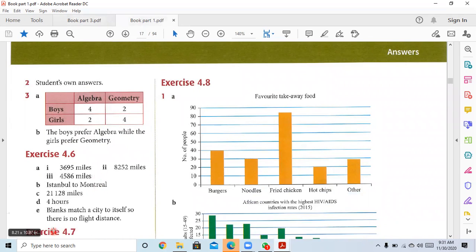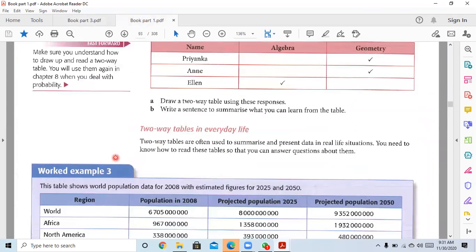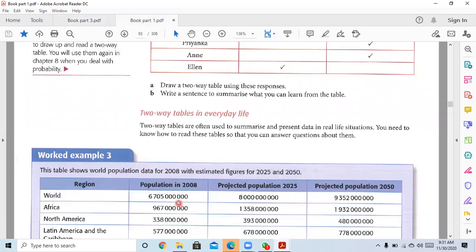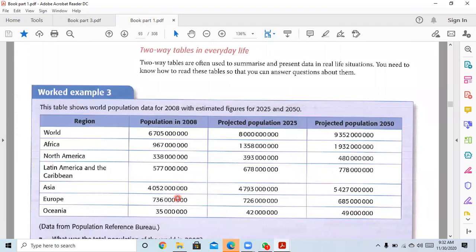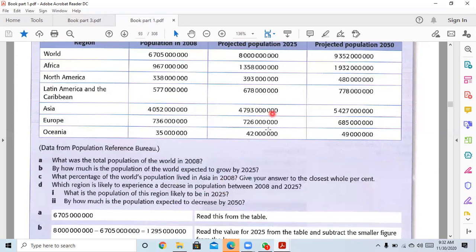So like this you will solve the rest of them. Now, two-way tables in everyday life, this is one step up. They just tell us briefly about this. This table shows the world population data for 2008 with the estimated figures for 2025 to 2050. So he just gave us all these things and said you can find the answers.